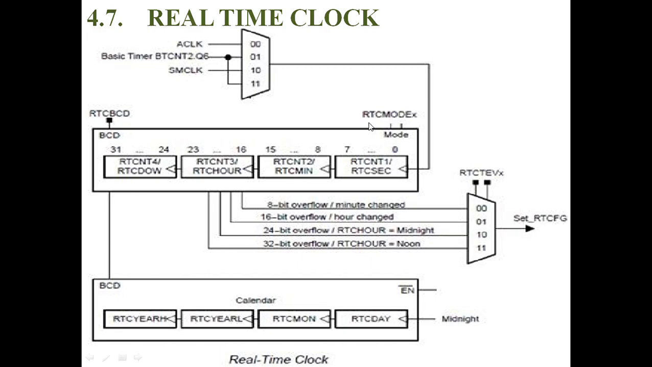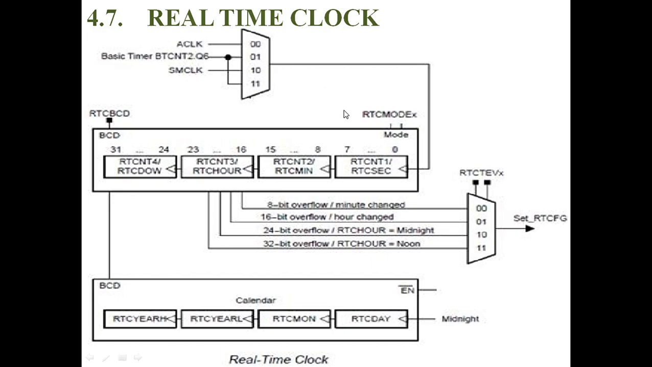So this is sourcing from the auxiliary clock, basic timer, and subsystem master clock. The real-time clock is sourcing from these three. That will be selected by using this one.